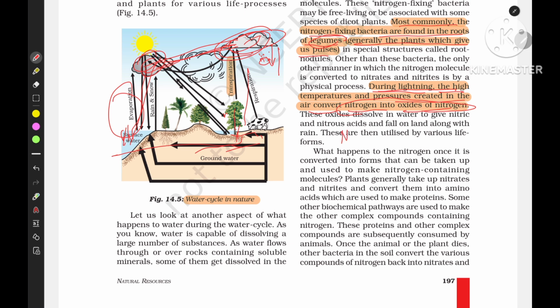Suppose the reaction goes this way: nitrogen first attaches with oxygen and forms nitric oxide. Then the NO attaches with one more molecule of oxygen and forms NO2, nitrogen dioxide. These are the oxides of nitrogen. This reaction happens during lightning.